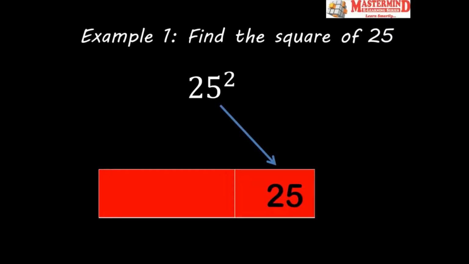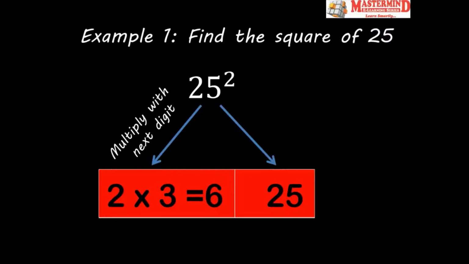And for the left hand side part, what do we do? We multiply this 2 with its consecutive number, that is the next digit. So after 2 we get 3, so we multiply 2 by 3, that is 2 3s are 6. Now we combine the left side and right side and our answer is 625.